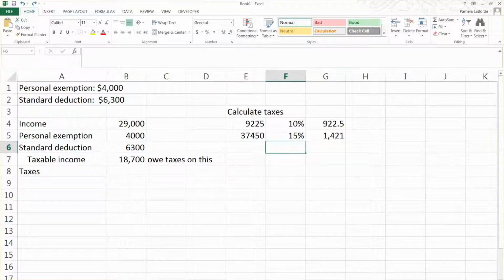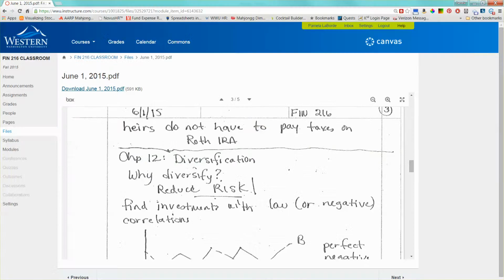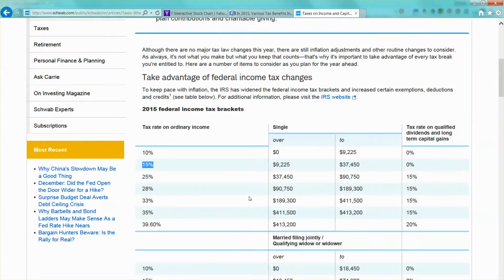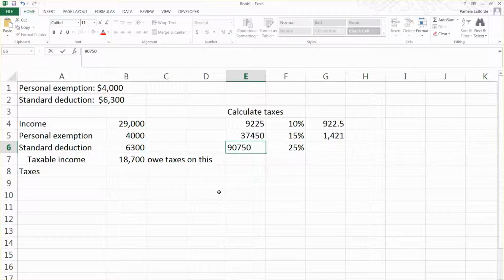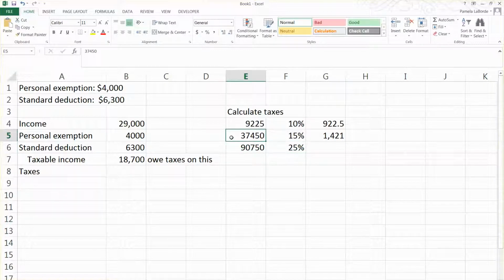The next bracket I believe is 20%. I'm just going to pop over and look at that. So actually the next bracket's 25%. It goes up a lot. So if they had made, let's say, $40,000, just for the sake of argument, I'm going to show that too. So 90,750 and 25%. So any amount above 37,450 but below 90,750 is taxed at a 25% rate.